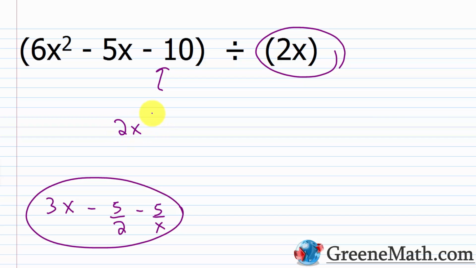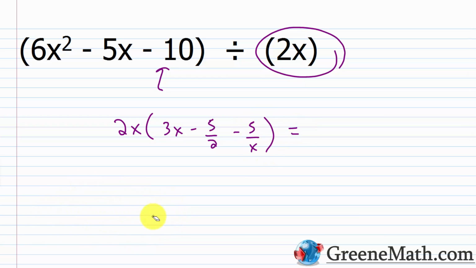So 2x multiplied by the quantity 3x minus 5 over 2 minus 5 over x. What does that give me? Let me erase this. So 2x times 3x would be 6x squared. Then we'd have 2x times negative 5 over 2. So let's think about that. We know it would be negative. 2x multiplied by 5 over 2 is what? The 2's would cancel. I'd have 5x there. So this would be minus 5x.